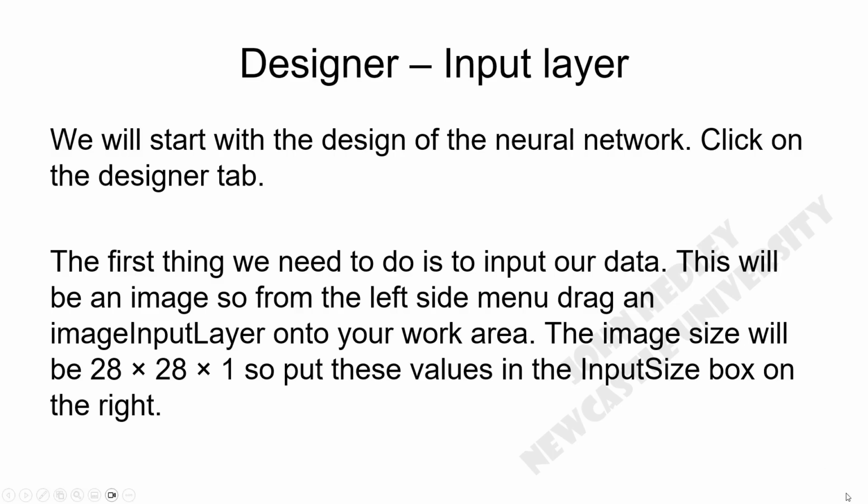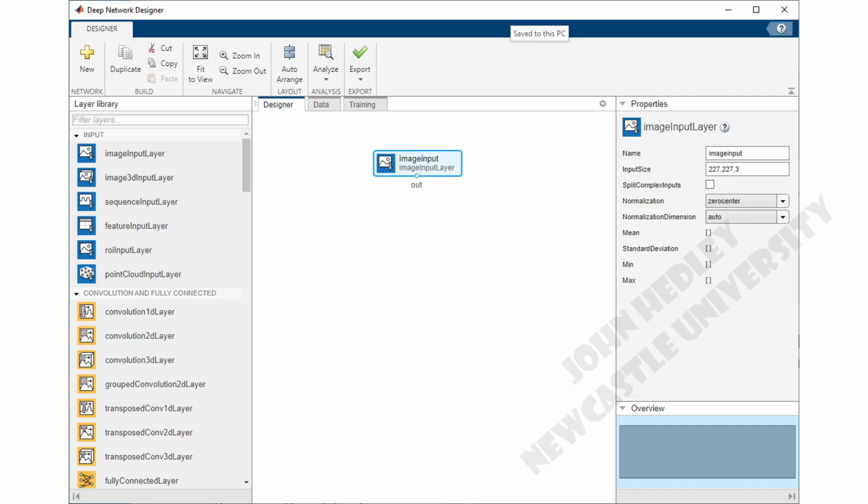You can build your network in the Designer tab. The first thing we need to do is to input an image. Drag the image input layer icon from the layer library on the left into your workspace. On the right of the screen, the properties for this layer are shown. Our input image is 28 by 28 by 1, so we need to change the input size from the default 227 by 227 by 3 to this value.